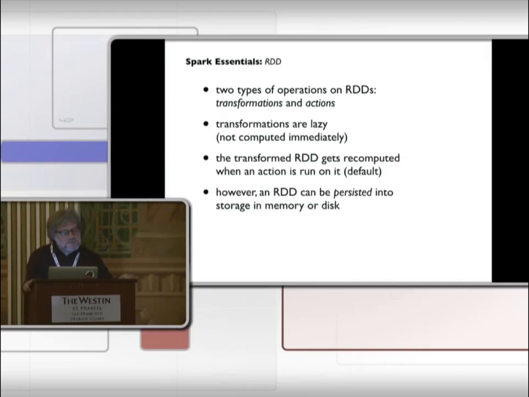Now, on the RDDs, there are two types of operations we can do. There's the set of transformations and the set of actions. And we'll take a look at these in much more detail. But the main distinction is that transformations are lazy. They're the part that has the lazy evaluation. So they're not computed immediately, whereas the actions are what force the computation.